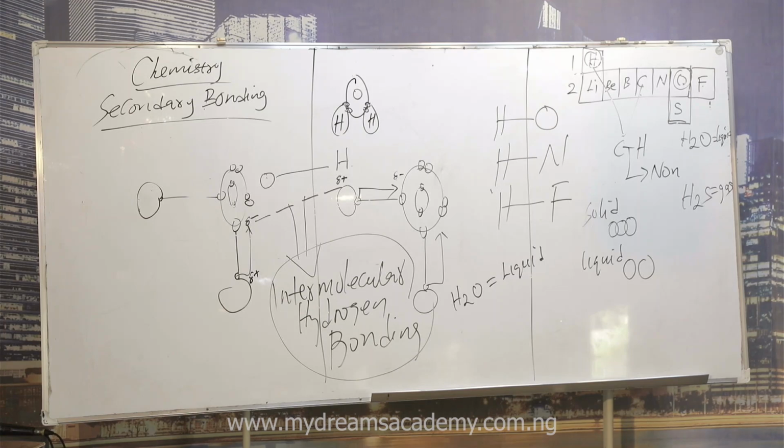Who can tell me the product formed when chlorine is added to slaked lime? When you add chlorine to slaked lime, it's what? Bleaching powder.